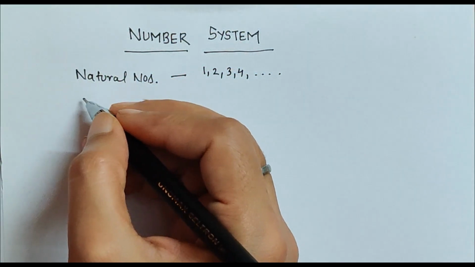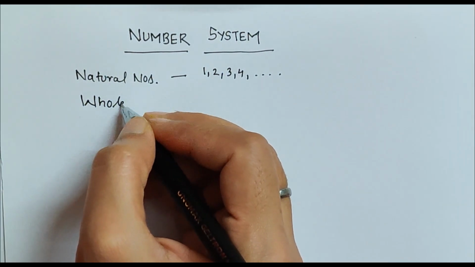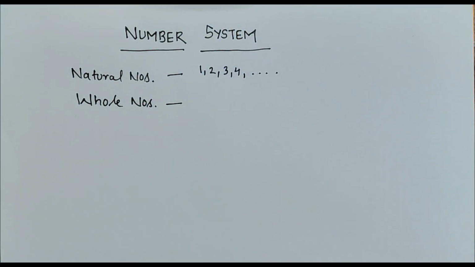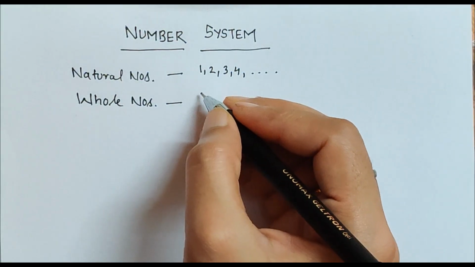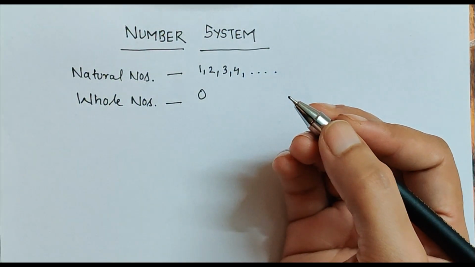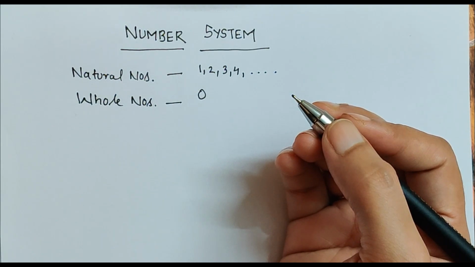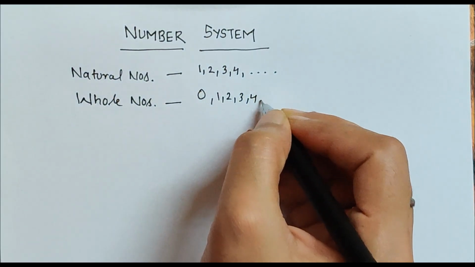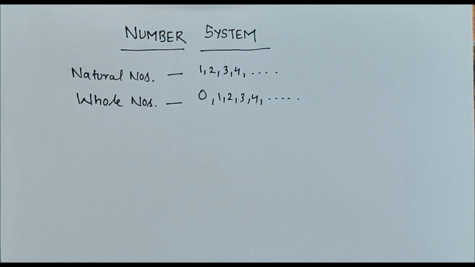Now the next set of numbers is whole numbers. Whole numbers are a set of numbers which is just greater than the natural numbers. There is only one extra number added, which is 0. Or we can say whole numbers are nothing but the natural numbers along with 0. So 0, 1, 2, 3, 4, 5, 6 and so on is the set of whole numbers. The only addition to natural numbers is 0. So these are whole numbers.